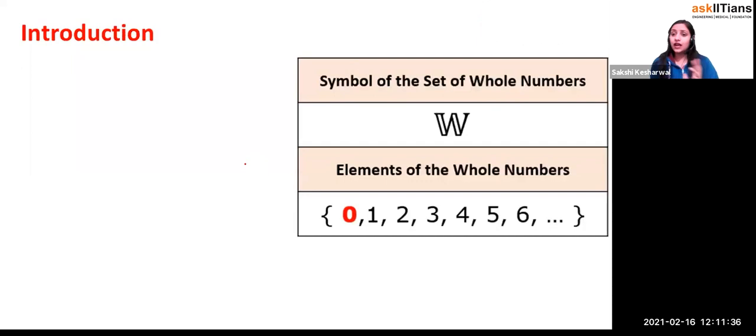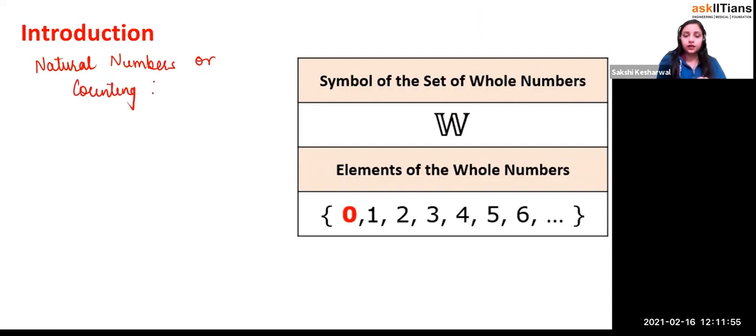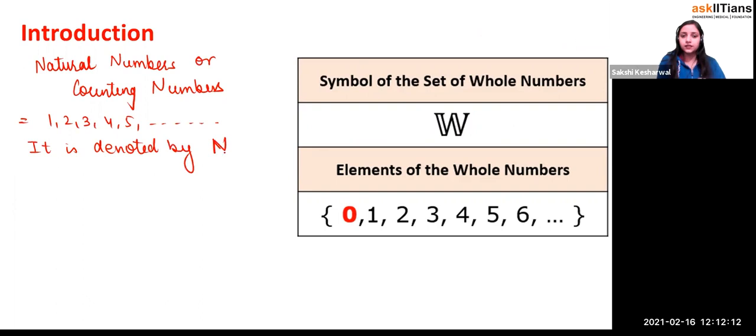As I said, we have learned what natural numbers are. Now I'll write it down. What are the natural numbers? Natural numbers, or counting numbers, we say, are 1, 2, 3, 4, 5, 6, and so on. It is denoted by what, beta? Capital N. Please try to memorize these small things, these symbols, because this will help you.